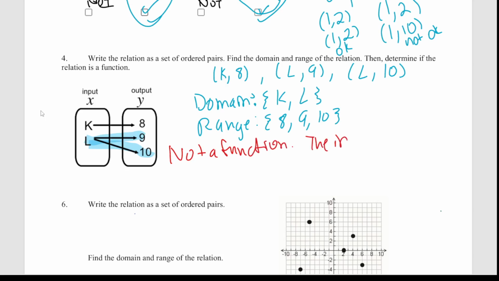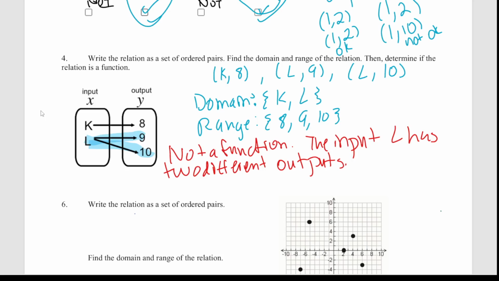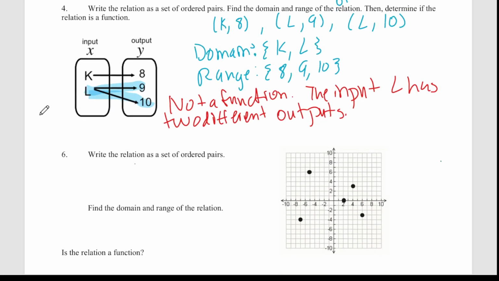The input l has 2 different outputs. Alternatively, you could say there's an element in the domain, in this case l, that goes to 2 different elements in the range, in this case 9 and 10.